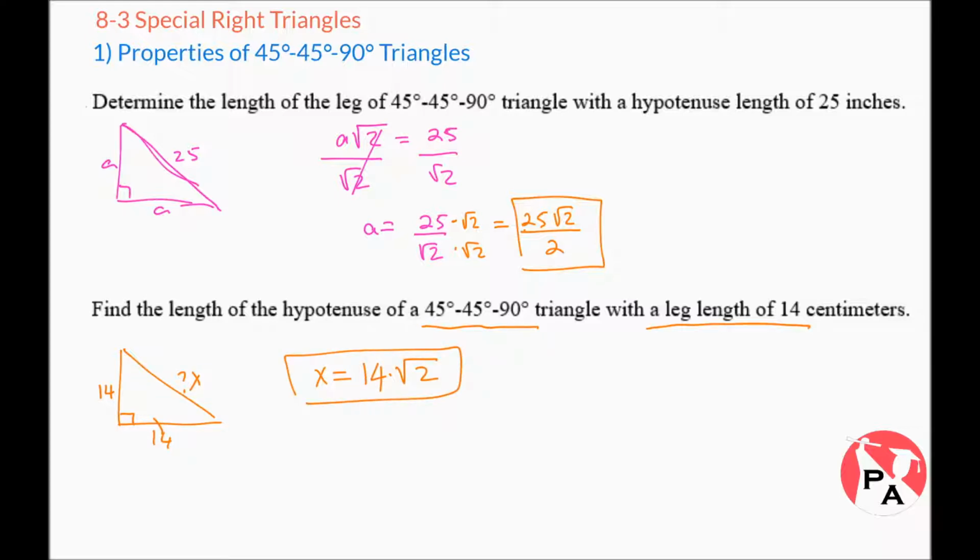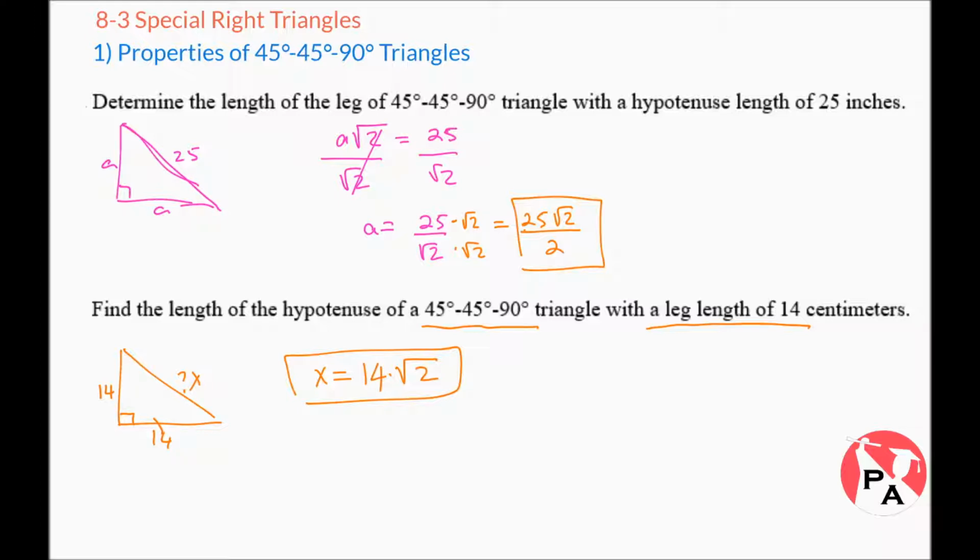So this is it. We don't need to solve anything like we did in these questions, because the given side was the hypotenuse for this one and the previous example. But for this one, the legs are given. If the legs are given, all you need to do is multiply the leg by radical 2 to get the value of the hypotenuse.